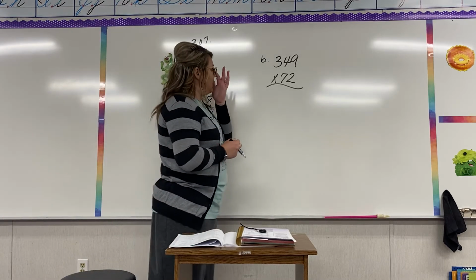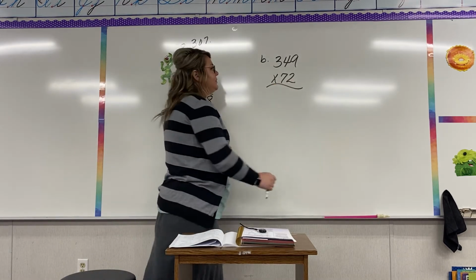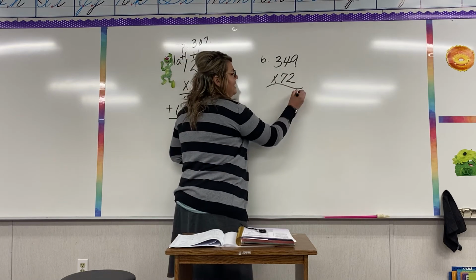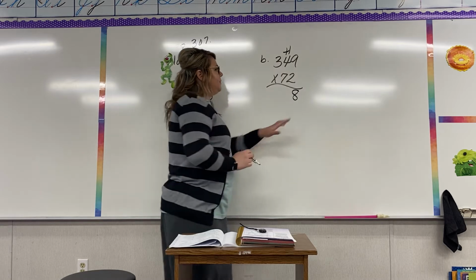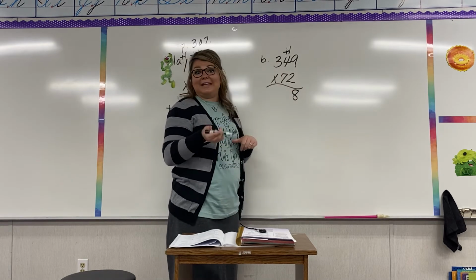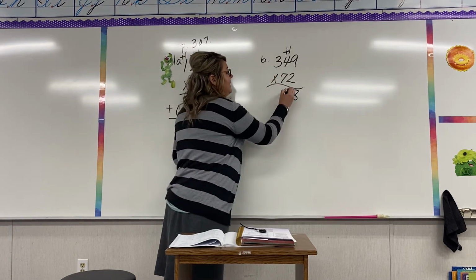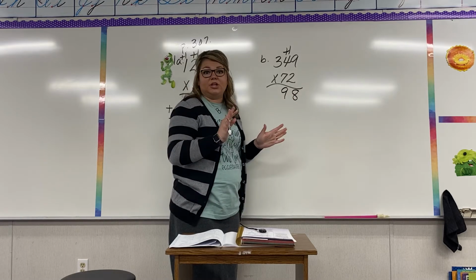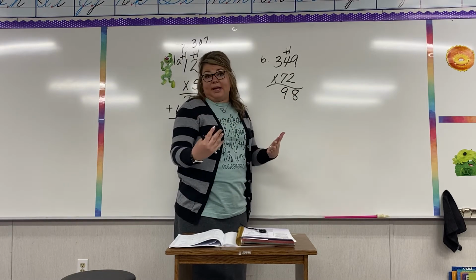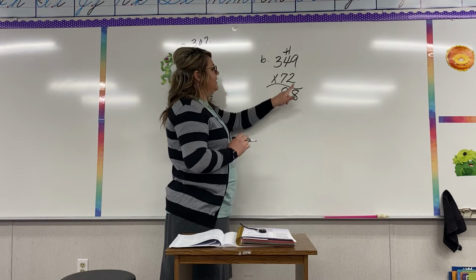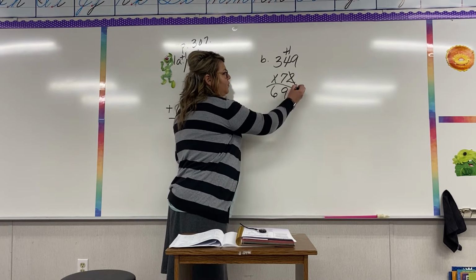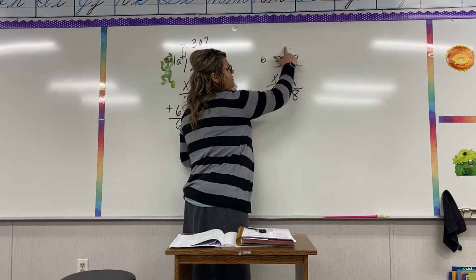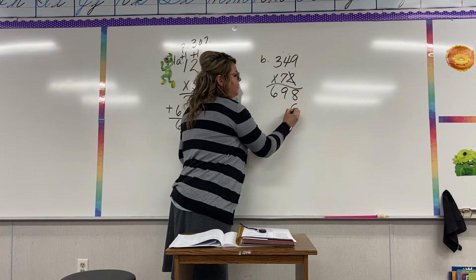Now, in B, again, we're gonna start with our ones place. We're gonna say 2 times 9 is 18. Put down my 8, carry my 1. Then we have 2 times 4, which is 8, plus our 1 is 9. We don't have to carry there. You don't have to carry every time. Sometimes you will, sometimes you won't. And then 2 times 3 is 6. Well, we're done with our ones place, so mark that out. Erase where you carried. Put down our 0.